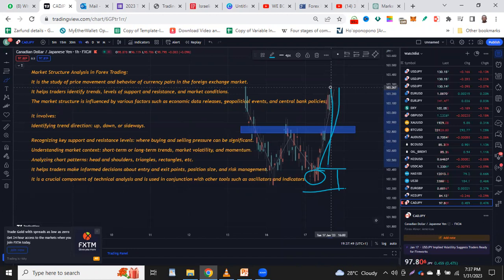So market structure shows you where you are. That's why it says here, it helps make informed decisions about entry, exit, position sizing, risk management. So you already know where you want to enter the trade. You know where your stop loss is going to be. Then you can use that to determine your risk management and your position sizing, which means you're trying to determine how much of your money you want to risk on that trade.